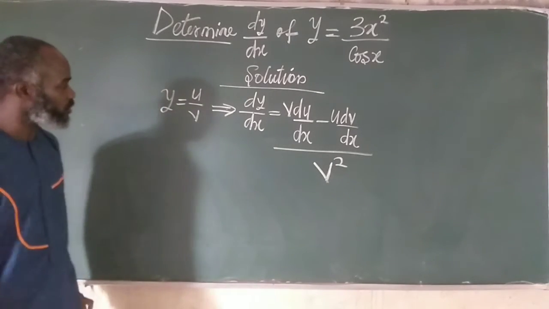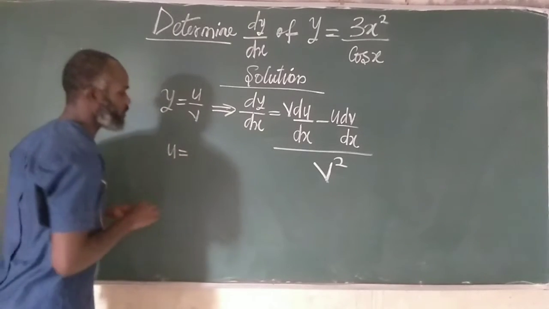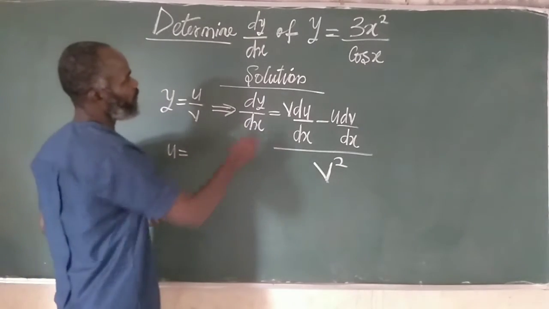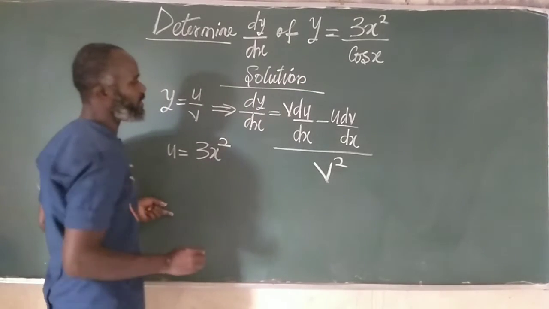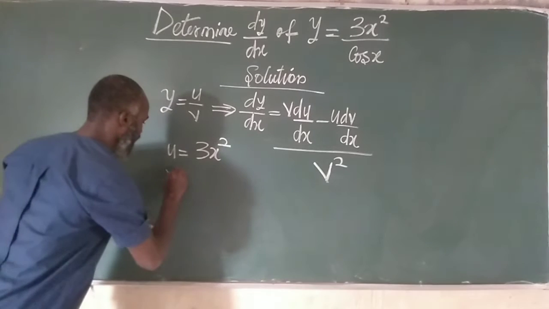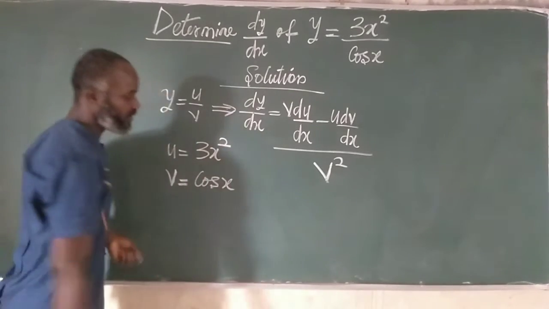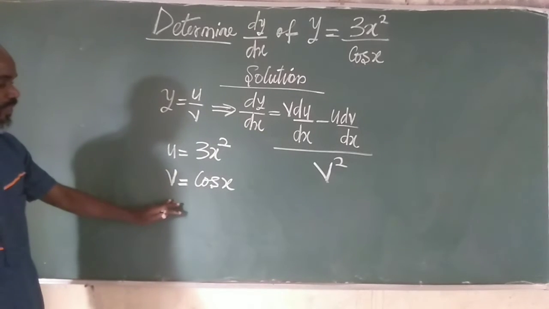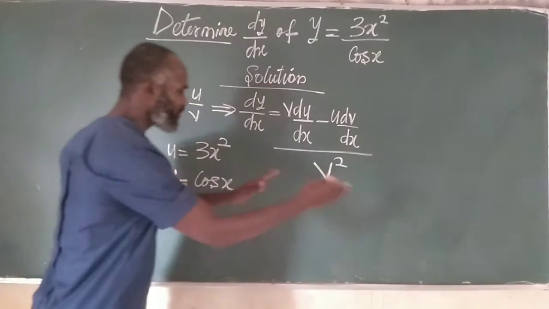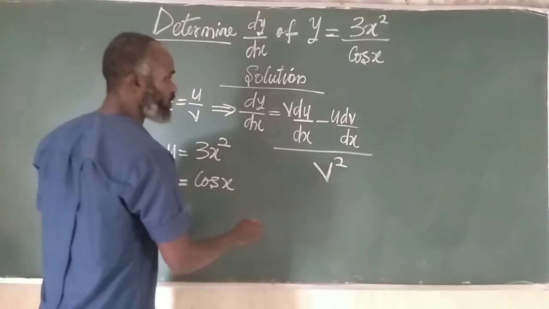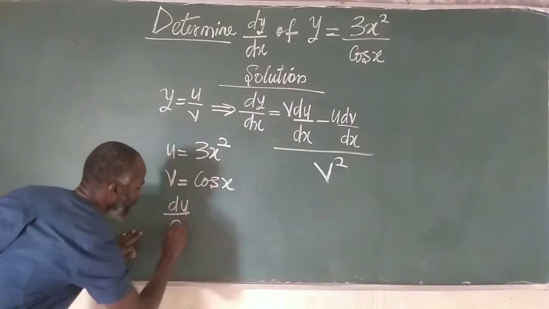The next thing we need to do is to define our u. From that equation, our u is 3x squared. Then our v is cos x. Take notes. Since that is the case, what do we do next? We begin to specify things that will help us solve this. So we begin with du with respect to dx.